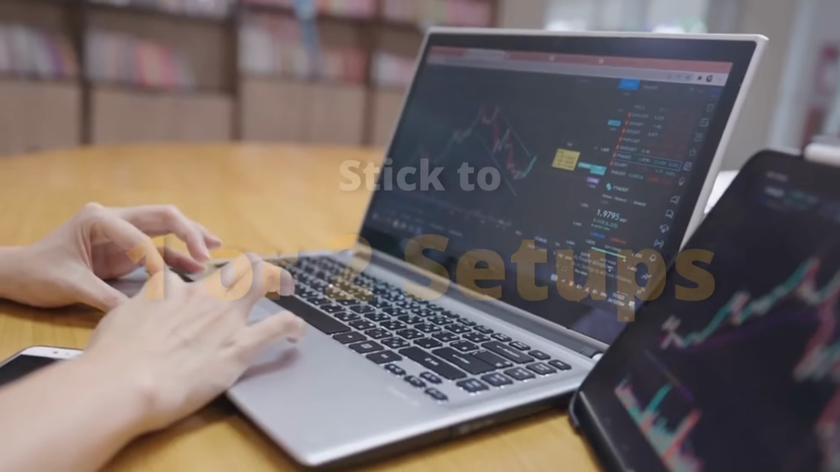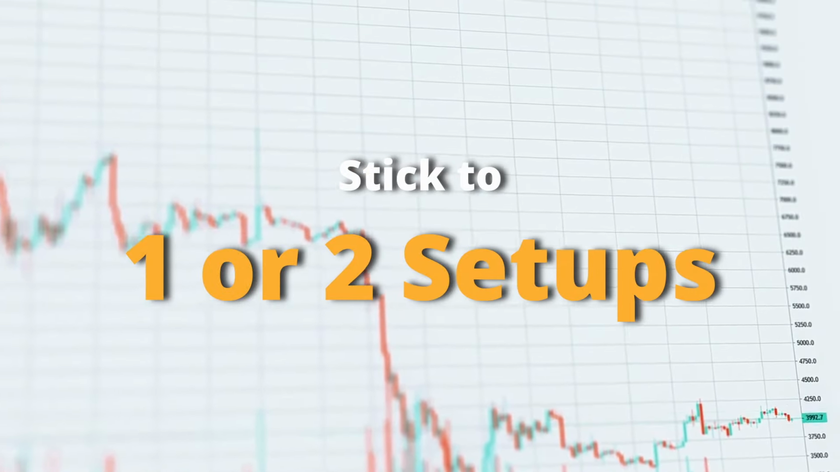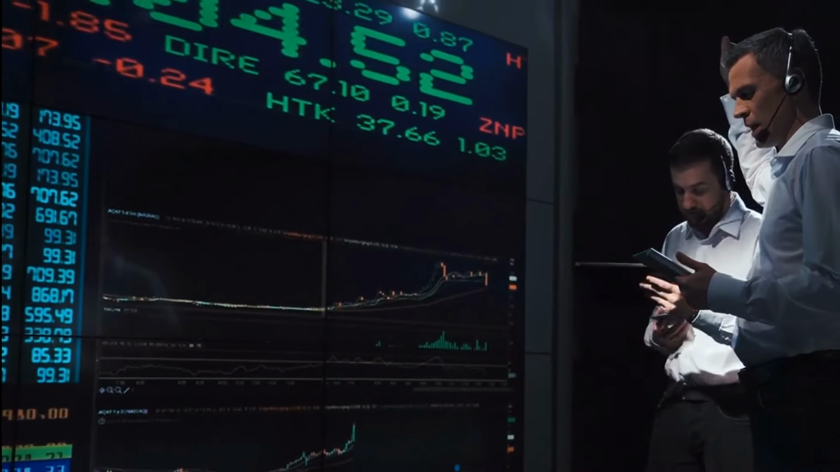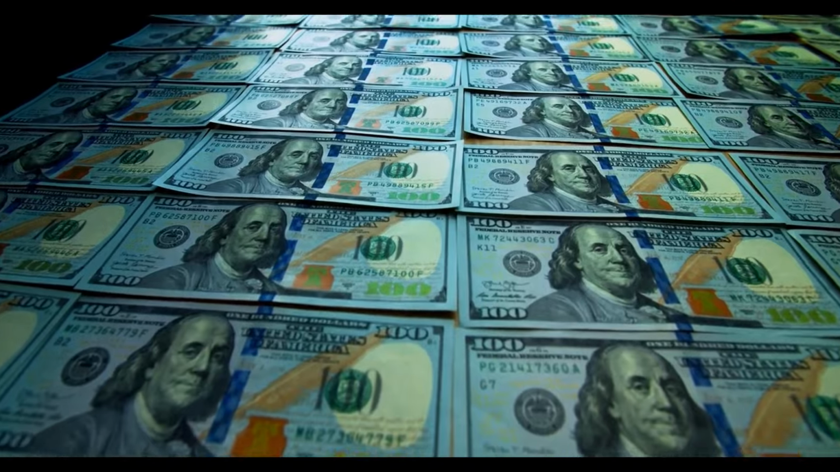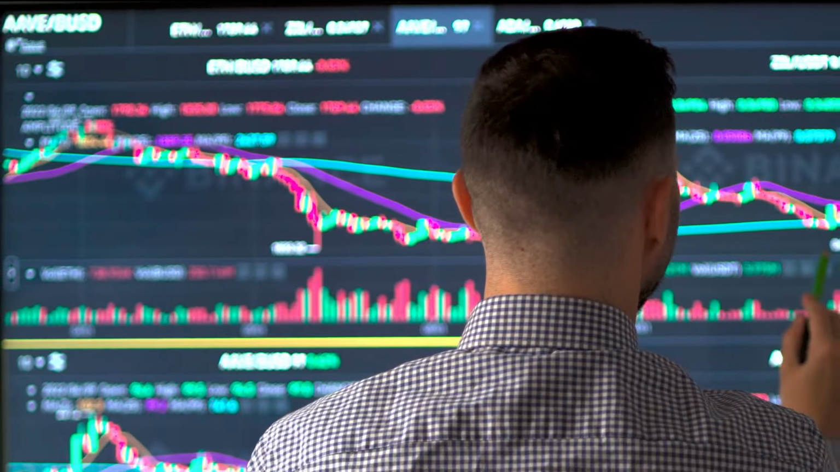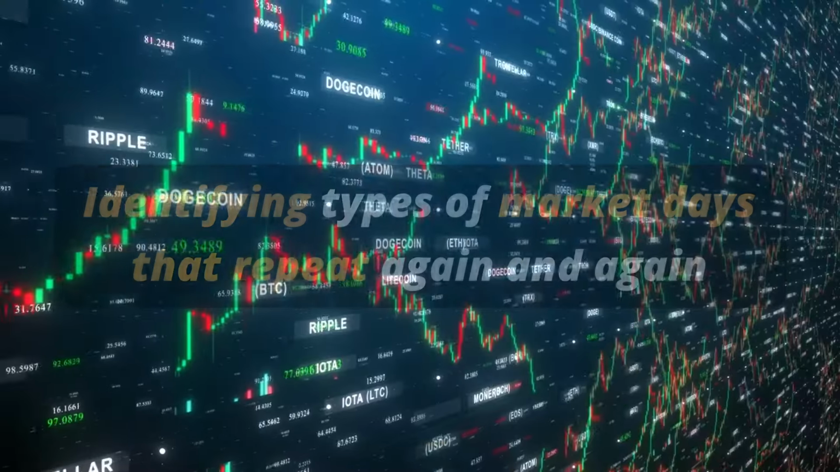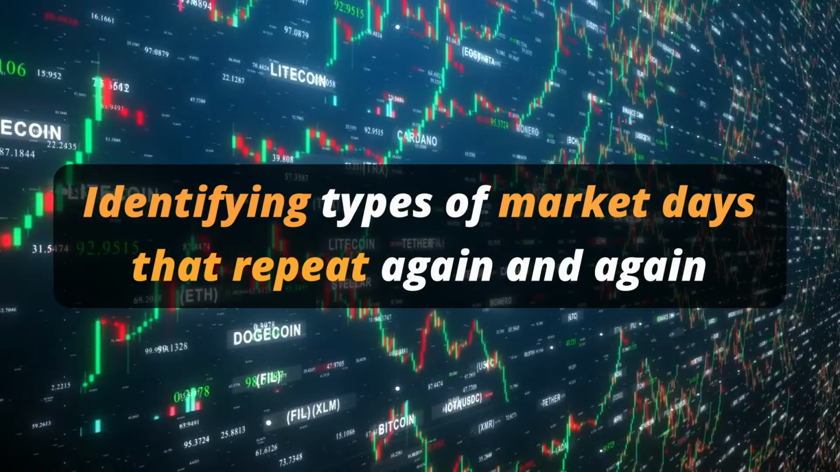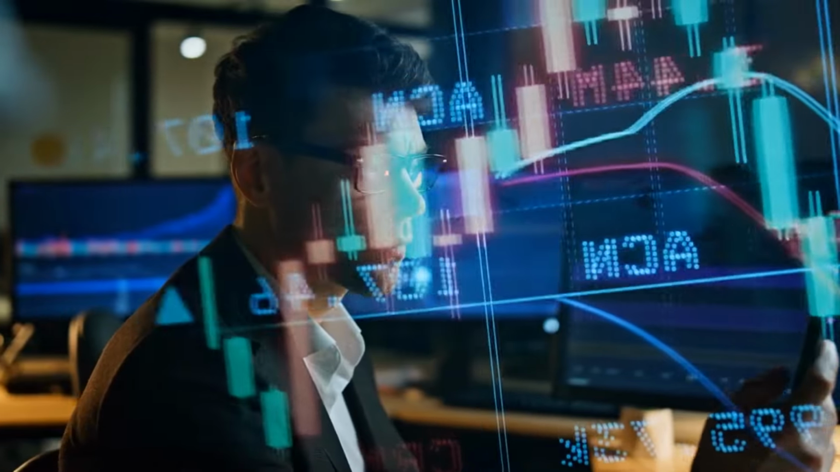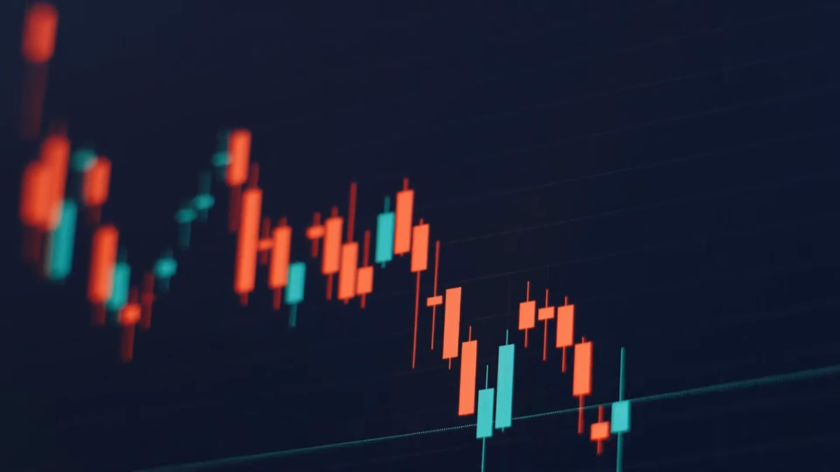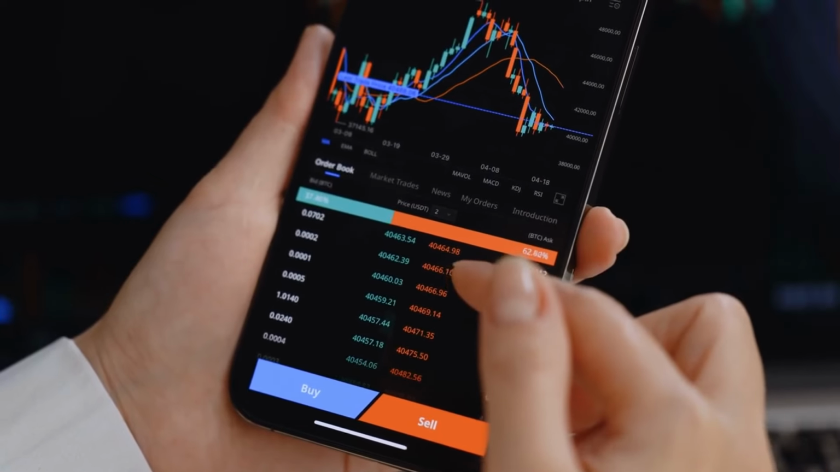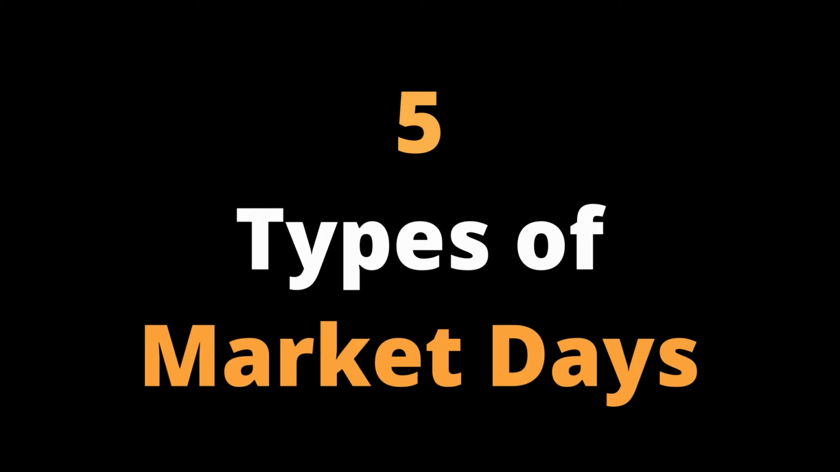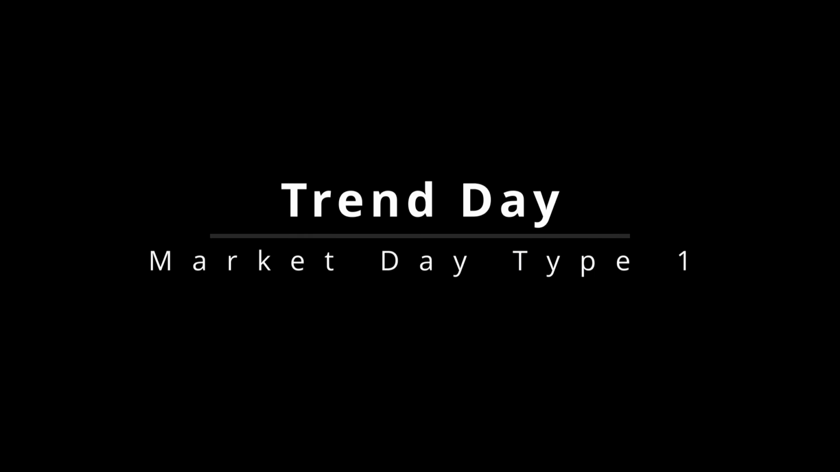Highly successful traders stick to either one or two setups, but they consistently execute these setups with big volume and make a killing in the market. The first step to finding your core setups is identifying the types of market days that repeat again and again. Once you can correctly recognize the type of market day that is developing, you can then decide which of your setups to deploy. In today's video, we'll discuss 5 types of market days that you see again and again in trading.